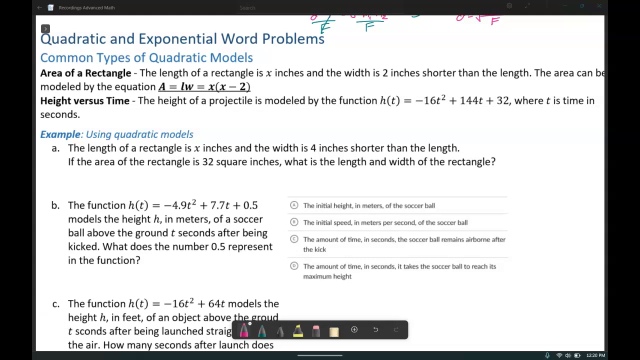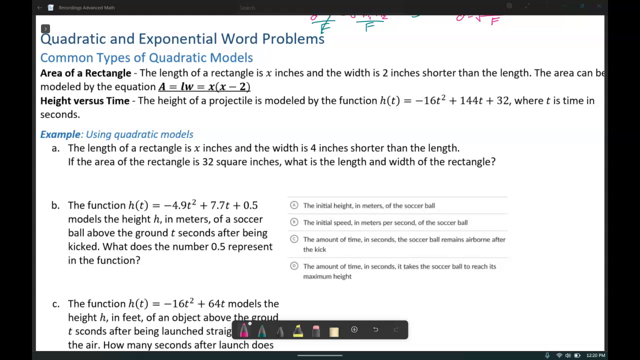Sometimes we're given quadratic and exponential word problems, and they're very common types that occur more often than not. When we're dealing with quadratic and exponential word problems, area tends to show up a lot. Area of a rectangle, area of a triangle, because when we have a variable and we multiply x by another x, we end up with the squared term, which is quadratic.